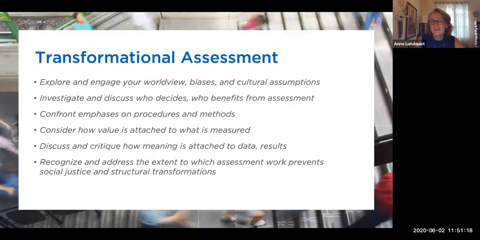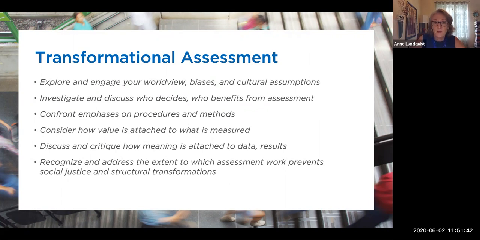So as Gavin mentioned, if we think about moving assessment from just a transaction that we are carrying out to a transformation, we can explore and engage our own worldview, biases, and cultural assumptions, really be open to thinking about who decides and who benefits from the assessment. So this is a question of power.